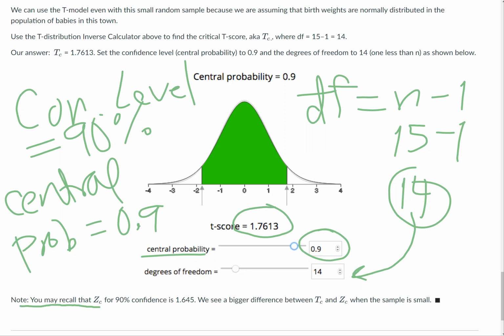Note, you may recall that z sub c, the z-score, for 90% confidence is 1.645. We see a bigger difference between t sub c and z sub c because the sample size is small. The t-scores aren't doing a great job of estimating normal curve values because n is so small; the curve of the t-scores for degrees of freedom equals 14 is far away from the normal curve. But if the degrees of freedom, n minus 1, was larger because the sample size is larger, then it would be a lot better.